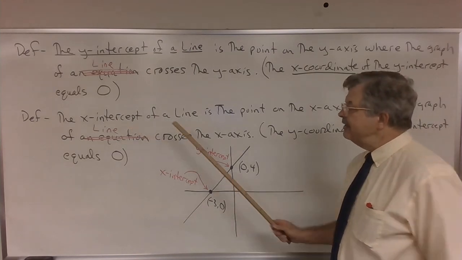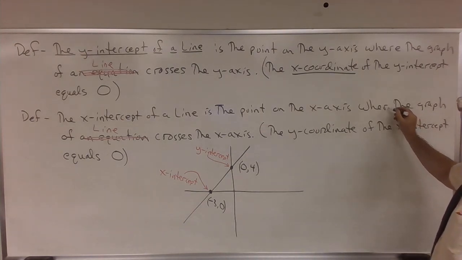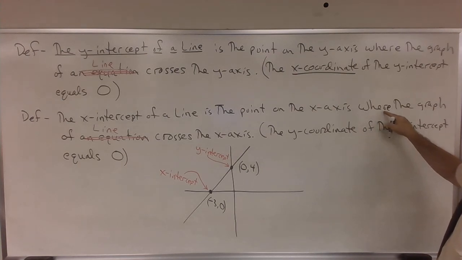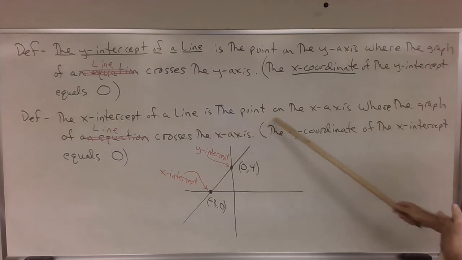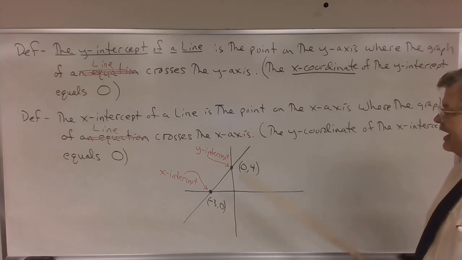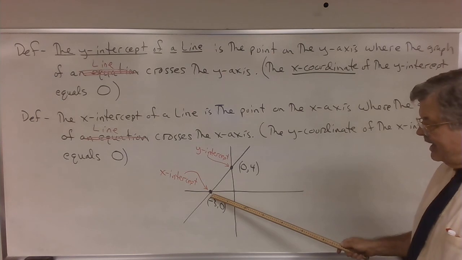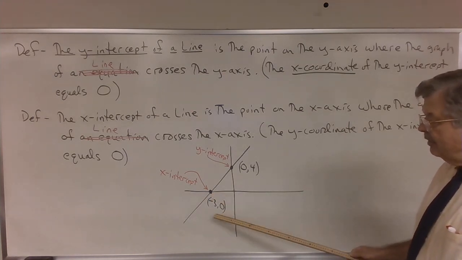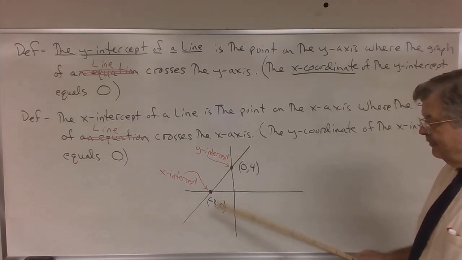Similarly, the x-intercept of a line is the point on the x-axis where, and you know, in old days, this used to have an E on the end, W-H-E-R-E. The x-intercept of a line is the point on the x-axis where the graph of the line crosses the x-axis. Well, here is where the graph of the line crosses the x-axis. So this is the x-intercept, but look what's 0. It's the y-coordinate that's 0.